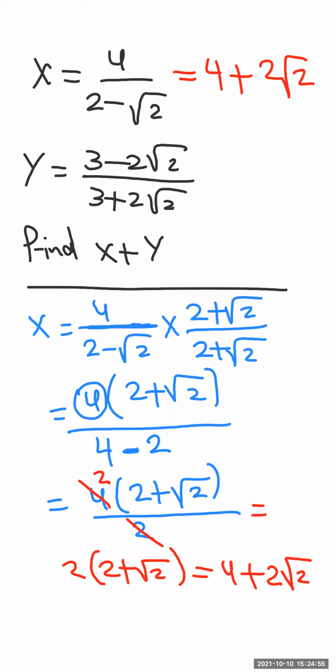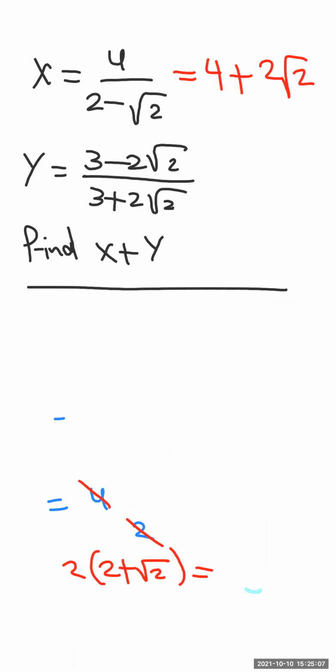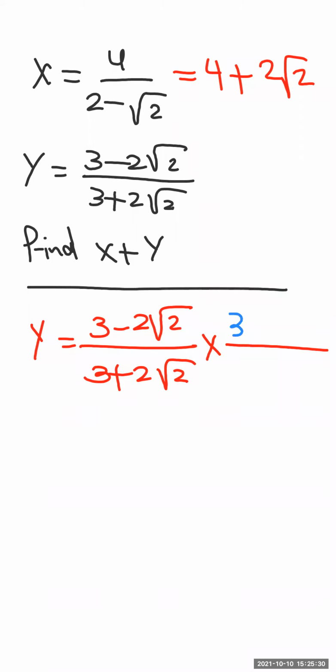Then the same procedures with y. We have to simplify y. So I'm going to clear x, since we just wrote the final result, and then we will continue with y. Here y equals 3 minus 2 square root of 2 over 3 plus 2 square root of 2. I don't care about the numerator; I'm always multiplying by the denominator's conjugate. The denominator is 3 plus 2 square root of 2, so the conjugate will be 3 minus 2 square root of 2 over 3 minus 2 square root of 2.